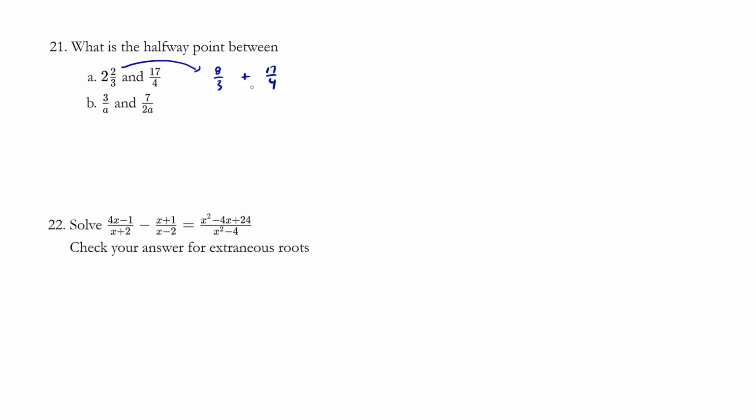So let's add them and then divide by 2. So let's find a common denominator. Let's try 3 times 4 is 12. So we're going to multiply by 4. 8 times 4 is 32. And we're going to multiply by 3. 51.